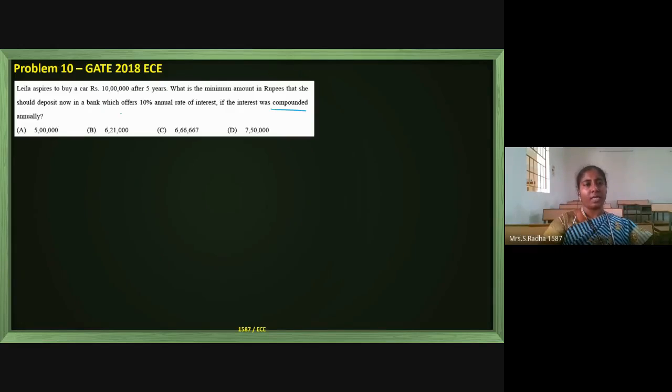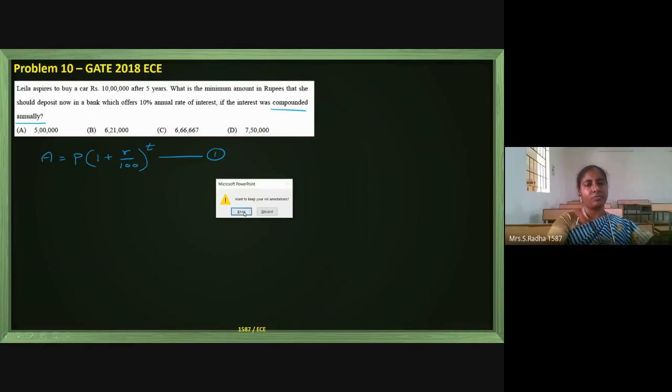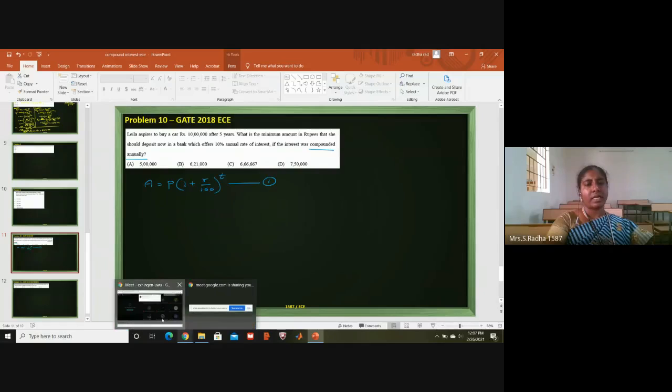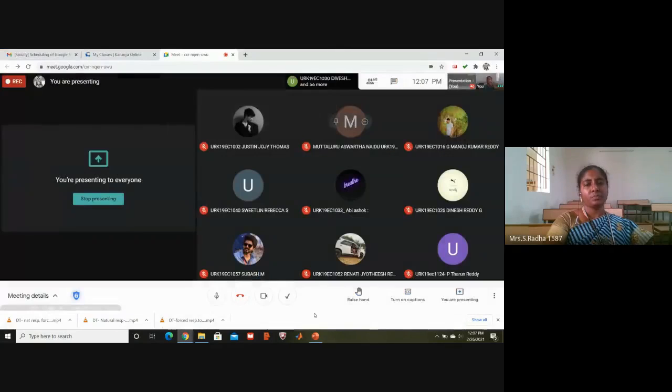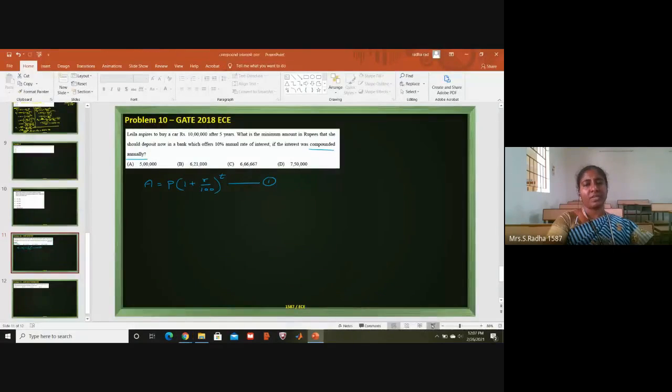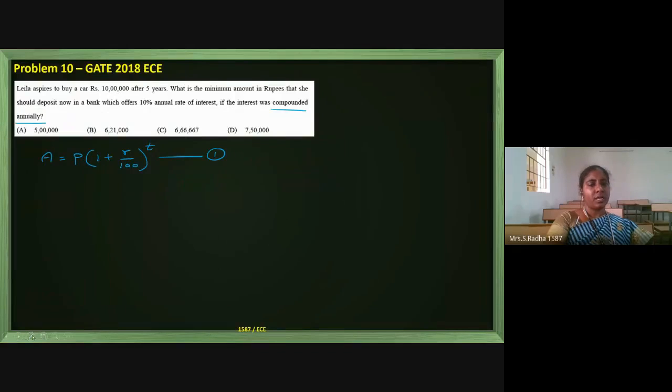Interest is compounded annually, so the formula will be amount equal to principal amount into 1 plus r by 100 whole power t. This is the formula for compound interest calculated annually, and we know the amount the person should have after 5 years of time is 10 lakh rupees, and the rate of interest is 10%. So after 5 years, this is the time, and this is capital A value.